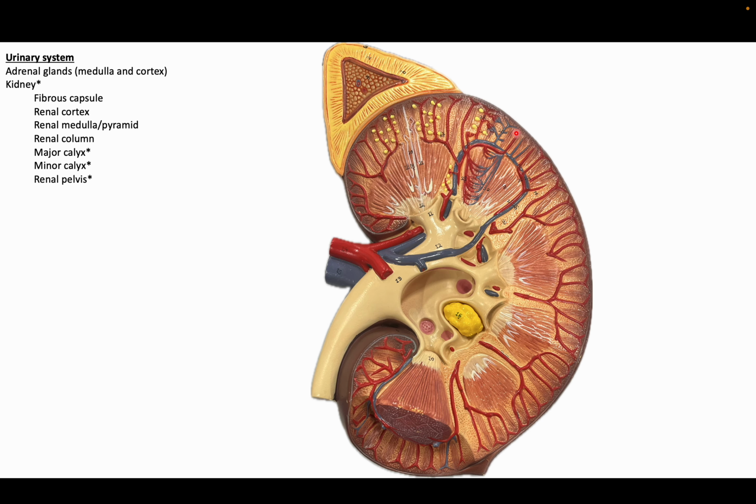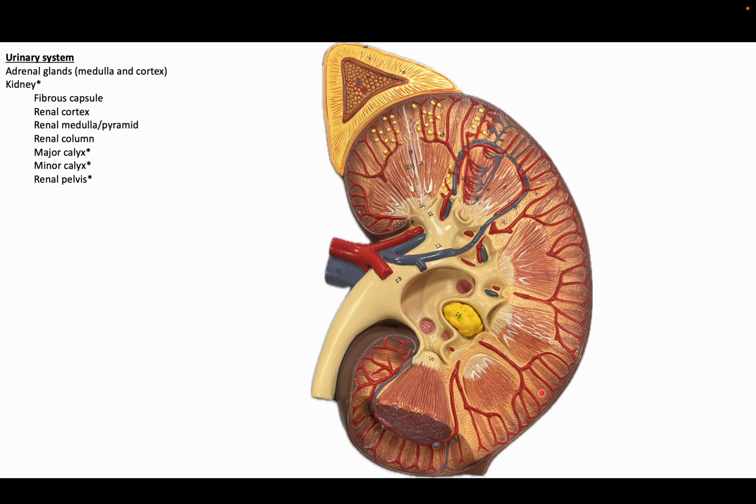So if we take a look at the kidney, remember on top of the kidney, we have the adrenal glands. There's the adrenal cortex, which is the outer layer, and the adrenal medulla, which is the inner layer. But collectively, these are the adrenal glands. Then in the kidney itself, we actually have two layers of the kidney as well. The outer layer of the kidney is usually shown as the darker region in most models. This is the renal cortex.